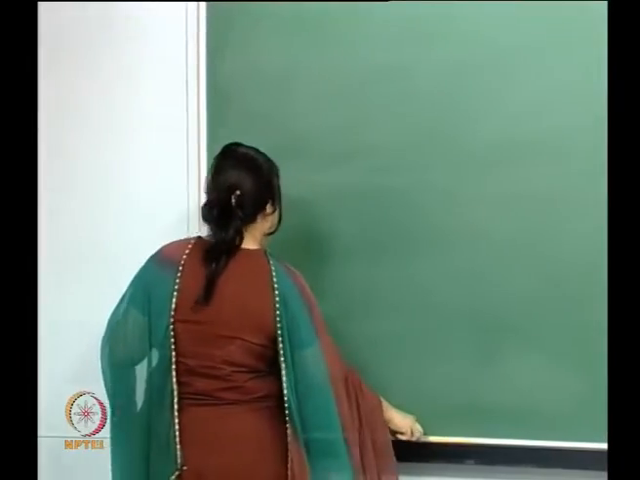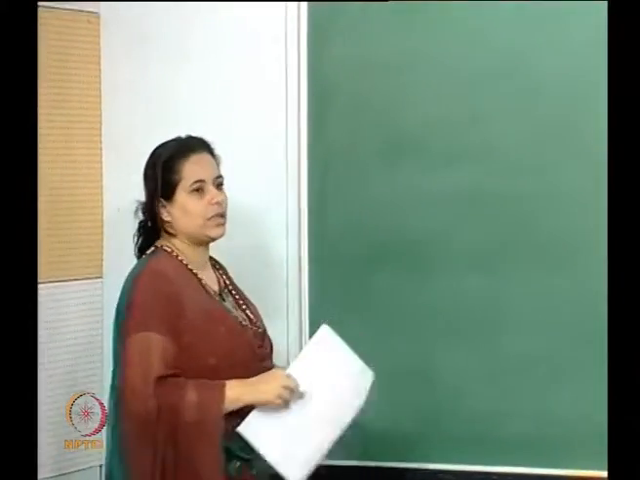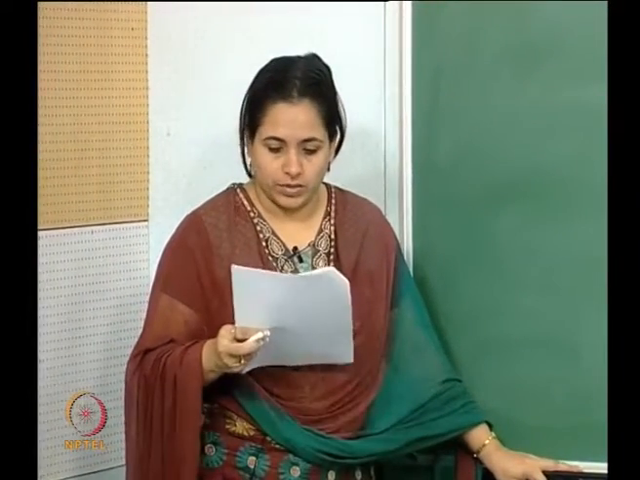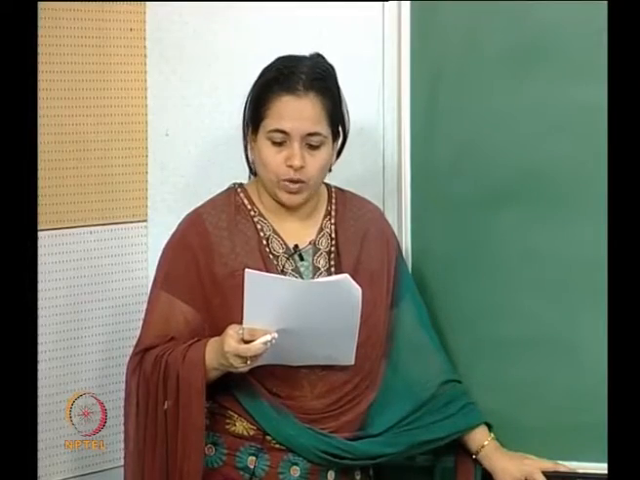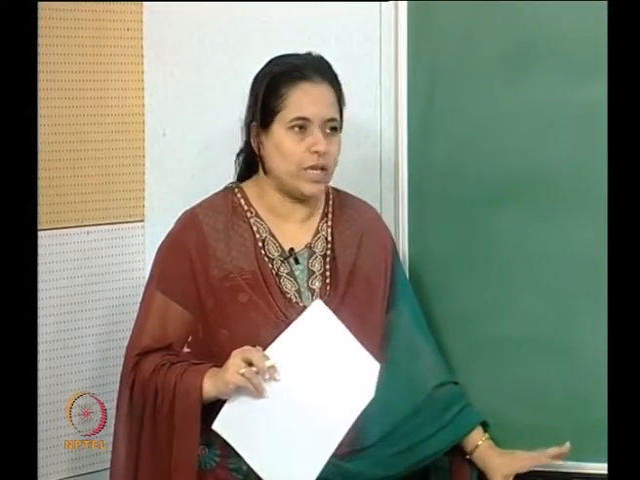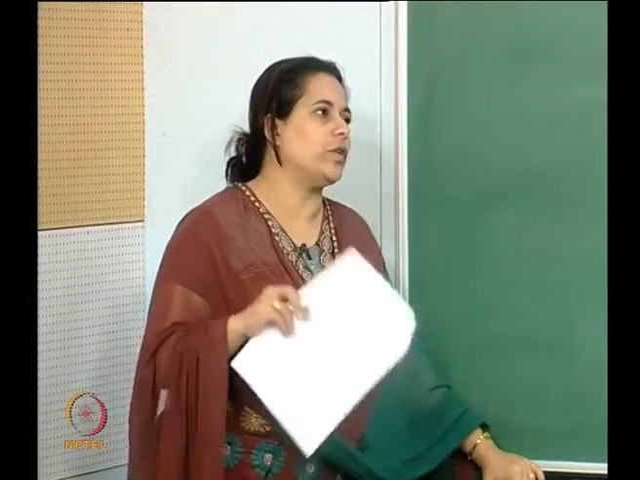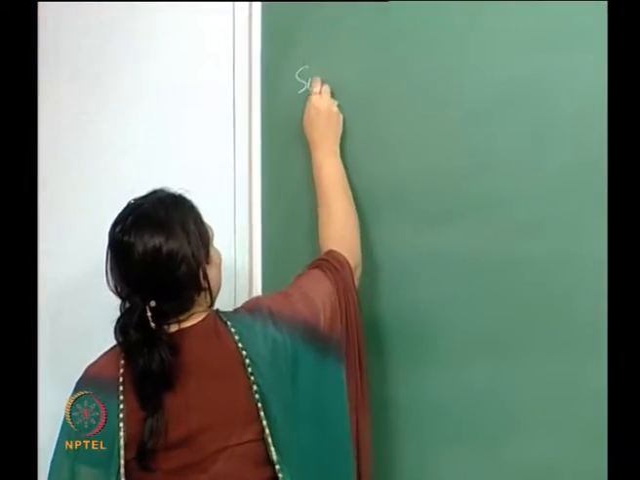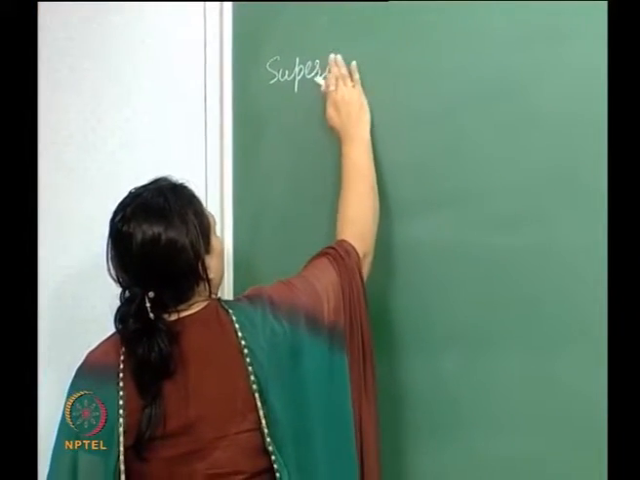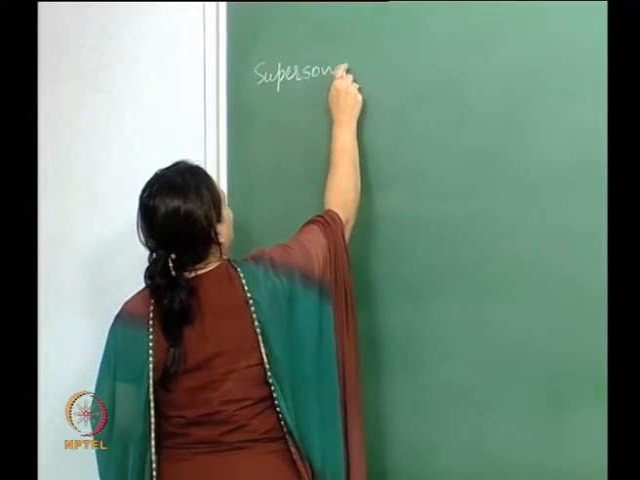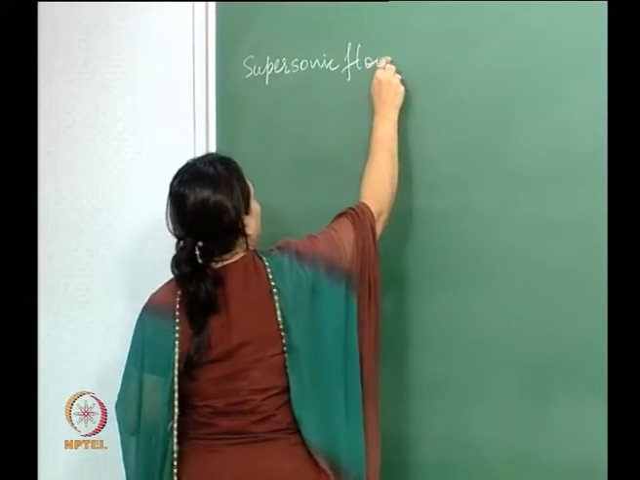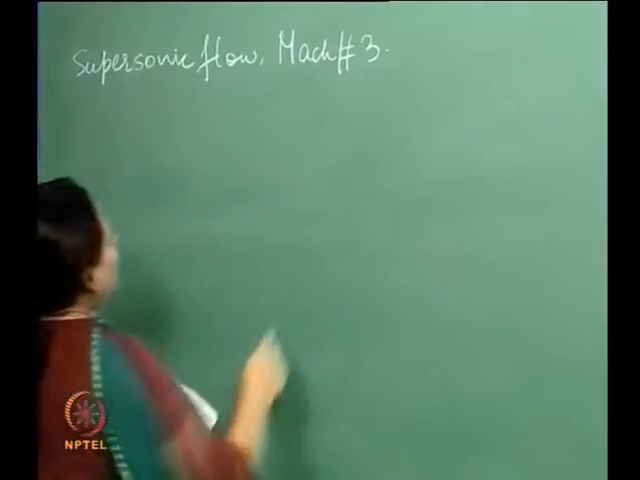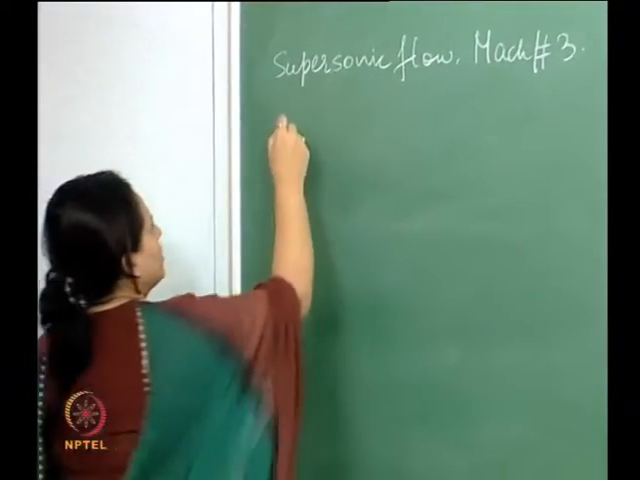Now here we have a supersonic flow with a Mach number of 3. The simple thing is we have a Mach 3 flow and we want to slow it down to subsonic speeds, that is all. We have a supersonic flow, and we want to slow this down to subsonic speeds.